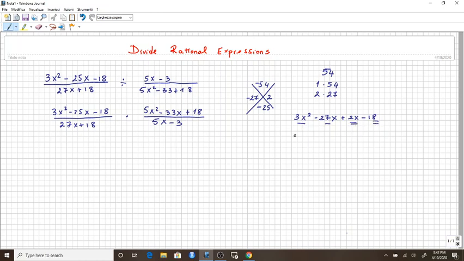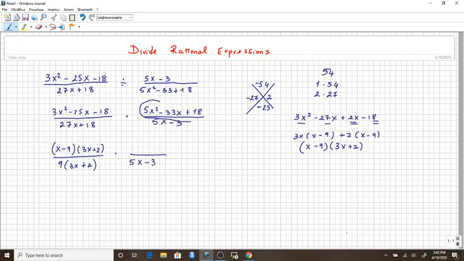The greatest common factor between the first 2 is 3x. So times x minus 9 plus 2 times x minus 9. So this becomes x minus 9, which is the greatest common factor, times 3x plus 2. Okay? Alright, so the first numerator is x minus 9 times 3x plus 2, and then divide by, okay, so here we have 27x plus 18 with the greatest common factor of 9. So times 3x plus 2 times, so 5x minus 3, there is nothing we can do, but let's see now if we can factor out this numerator.